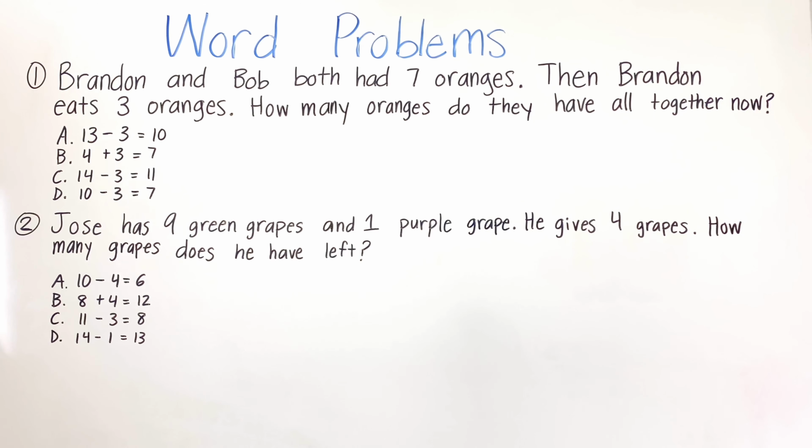So for number one, we're going to read the question again and work on it step by step. It says Brandon and Bob both had 7 oranges. So we're going to underline both and 7 oranges, meaning that both of them have 7. So that means we're going to do 7 plus 7, because it's both and it's 7. So 7 plus 7 equals 14. Okay? Then it says Brandon eats 3 oranges.